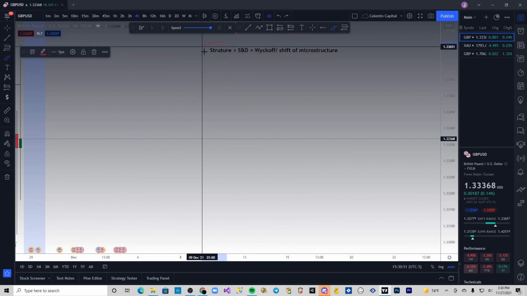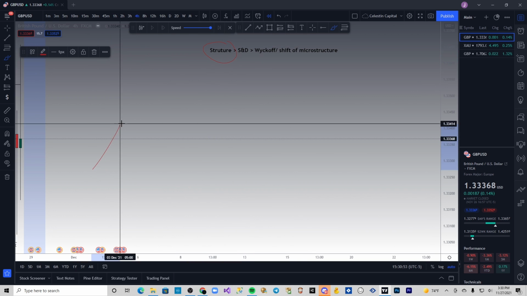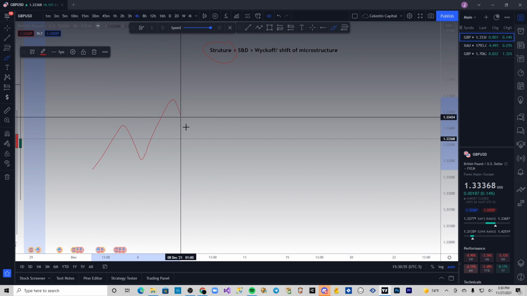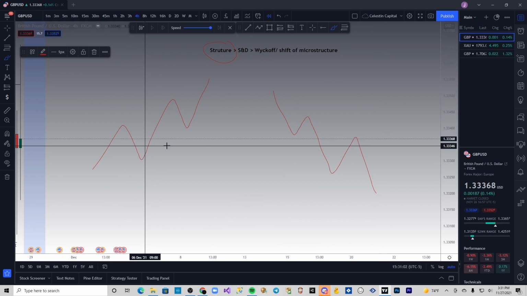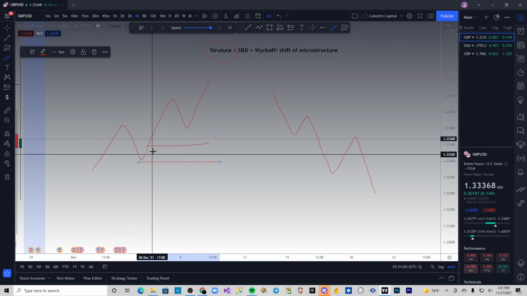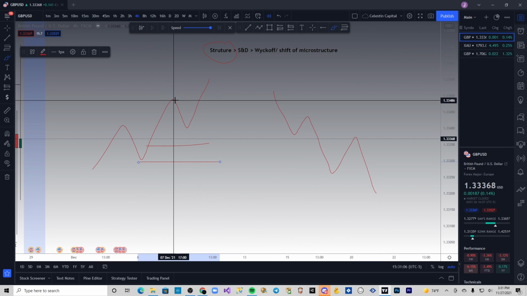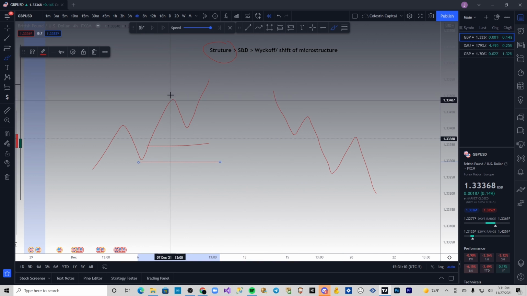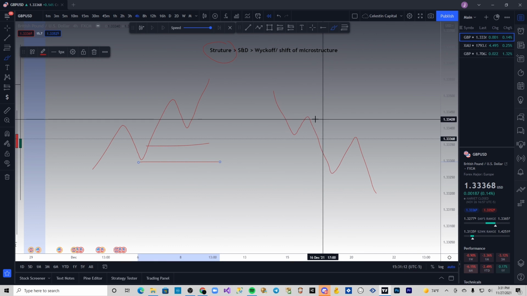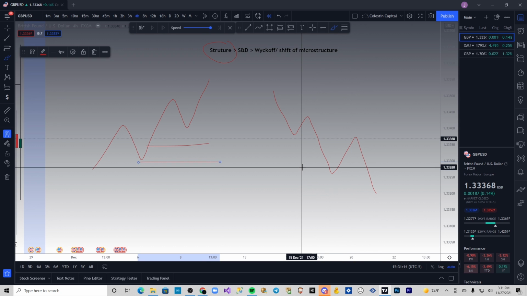So structure is important because structure gives us the overall direction of the market, right? Either an uptrend or a downtrend. We don't want to be selling in an uptrend, and although you can, there's a certain way that you have to do it. But for the general idea, you don't want to be looking to sell in an uptrend, and you don't want to be looking to buy in a downtrend.